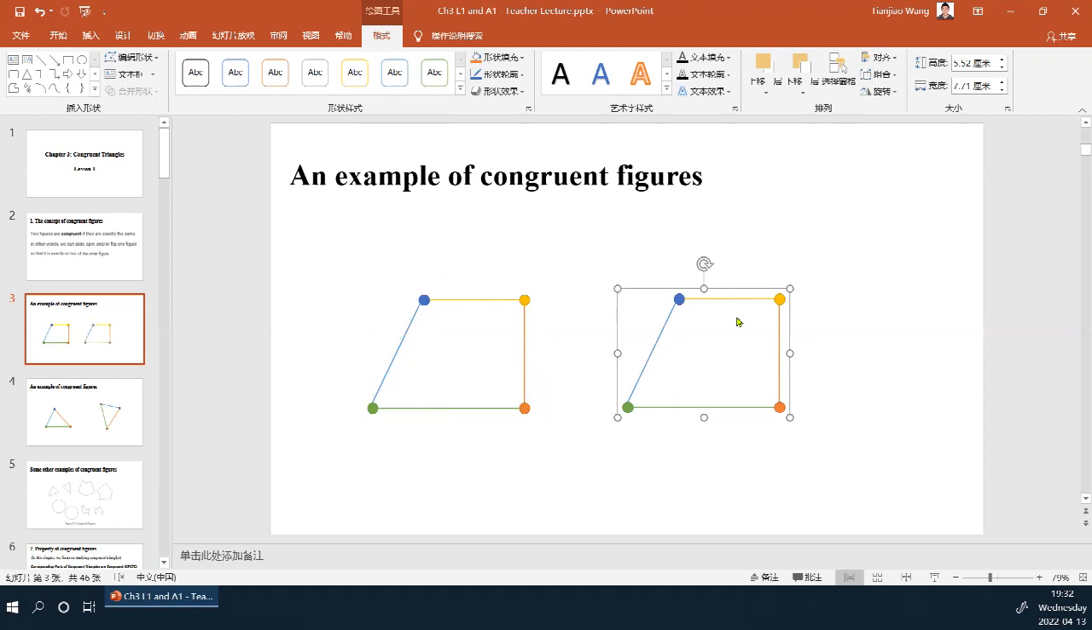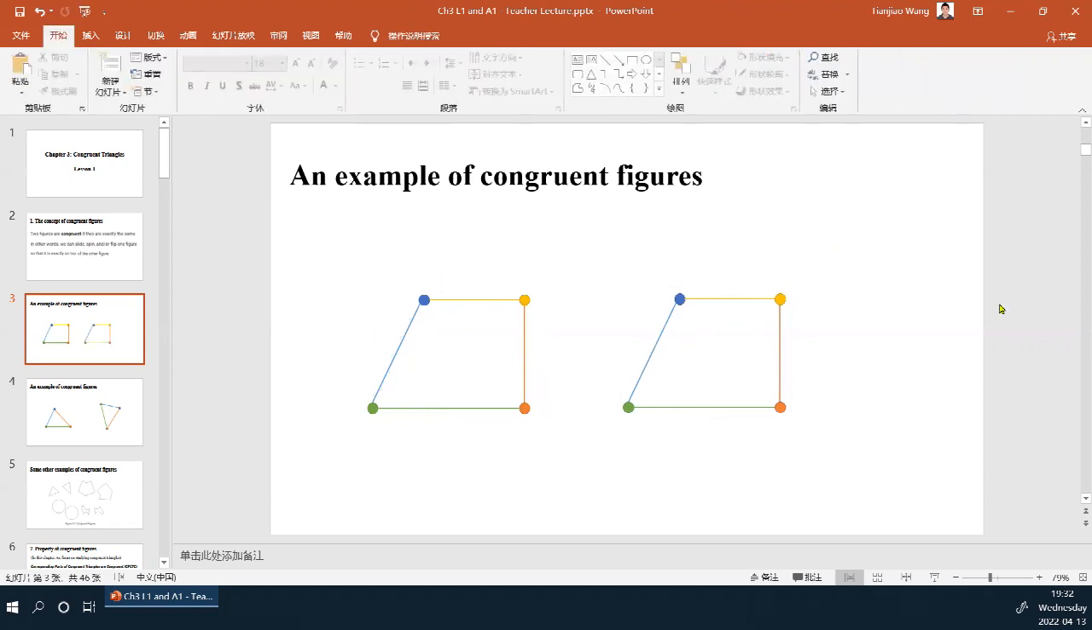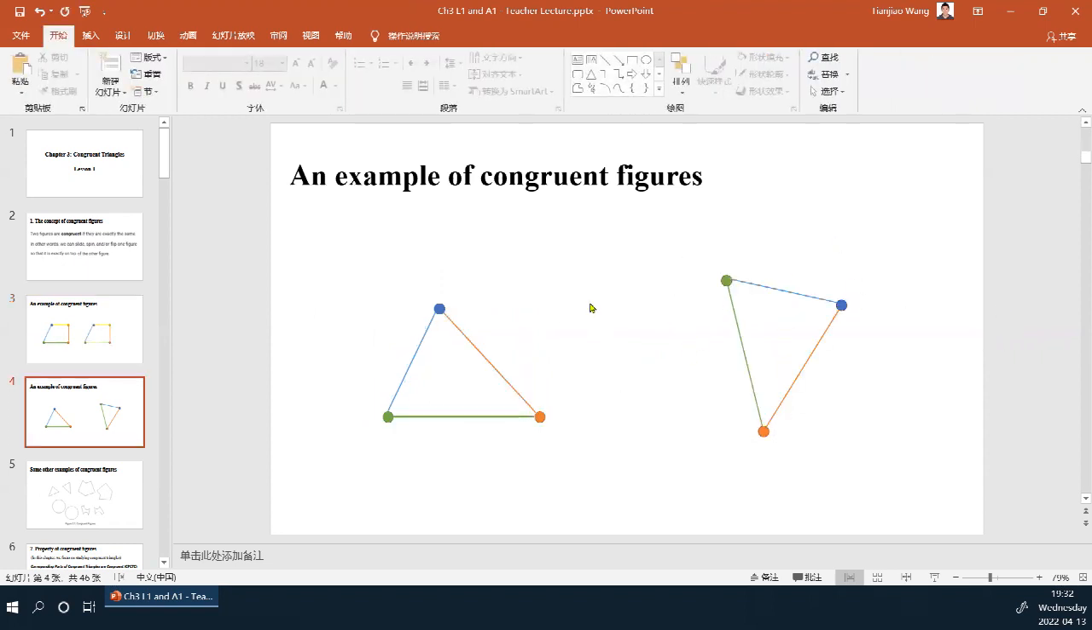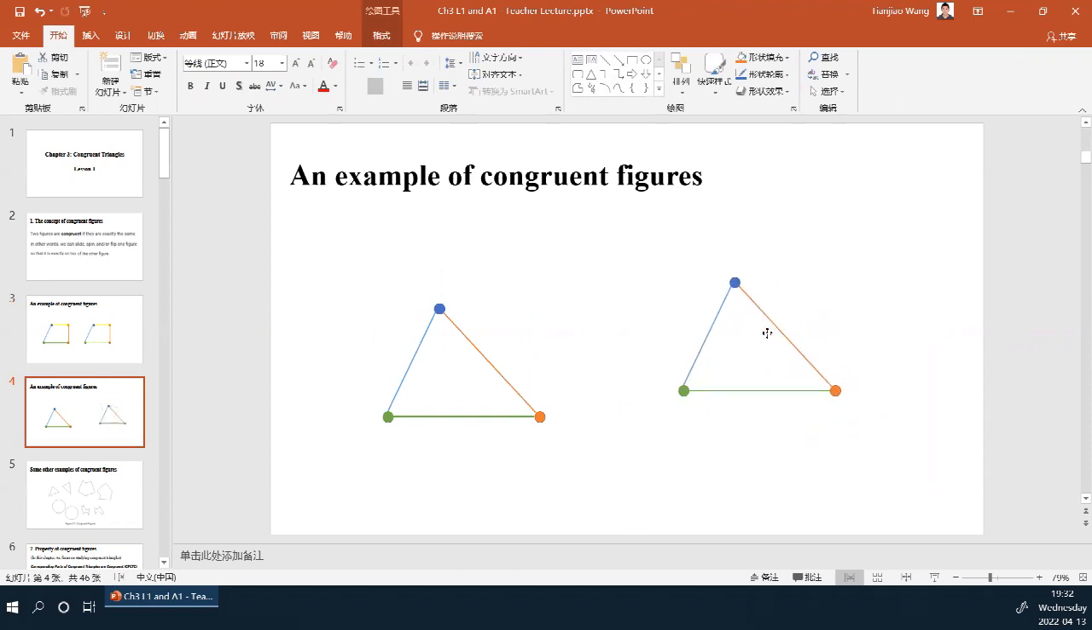Okay, let's see another example. For example, I have two triangles here, and if I can rotate the right one like this and translate it on top of the other one, and as you can see here, the right triangle is exactly on top of the left one, right? So these two triangles are also called congruent figures or congruent triangles, right?